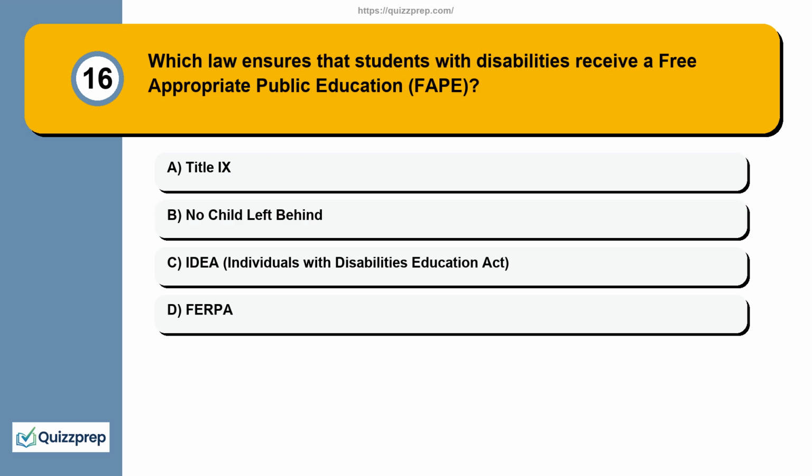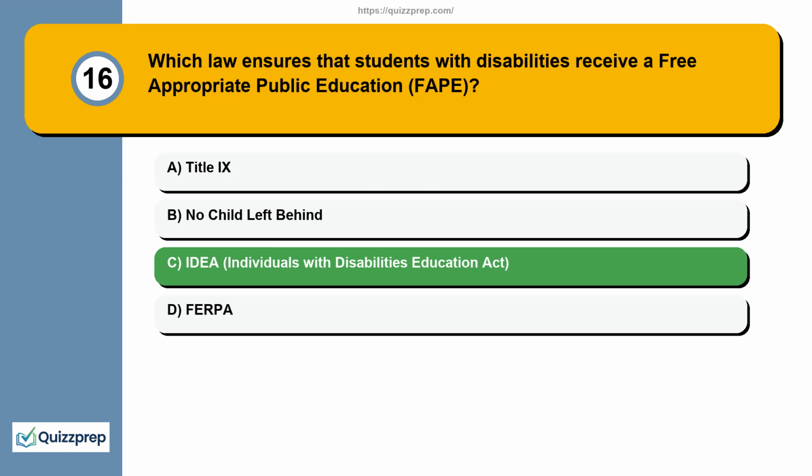Question 16. Which law ensures that students with disabilities receive a free appropriate public education, FAPE? Here are your options. Option A. Title IX. Option B. No Child Left Behind. Option C. IDEA, Individuals with Disabilities Education Act. Option D. FERPA. The correct answer is option C.